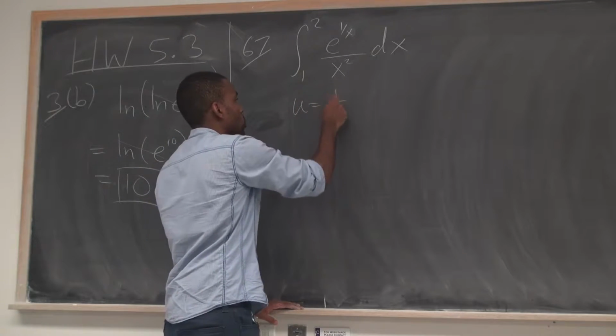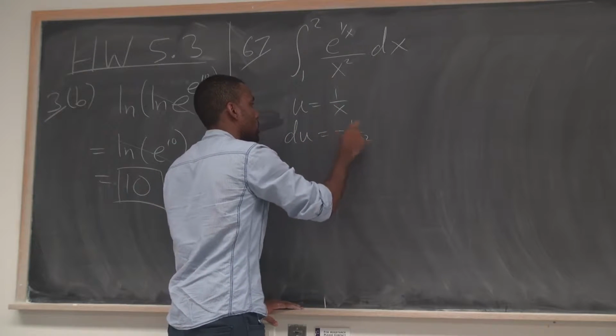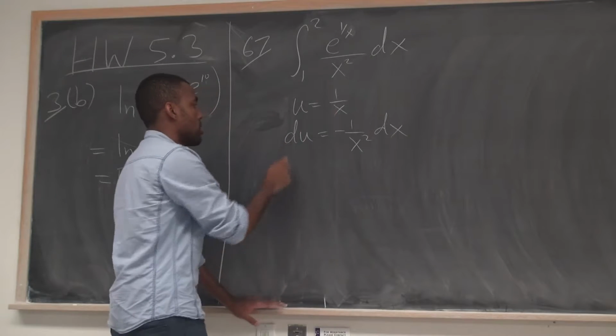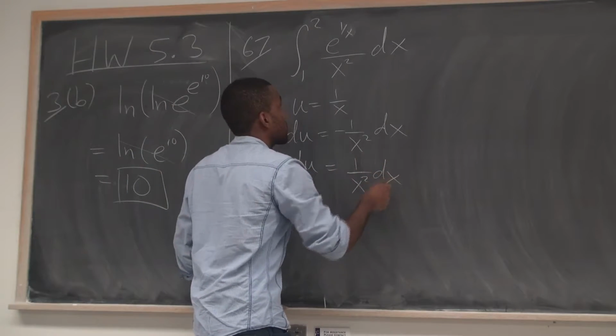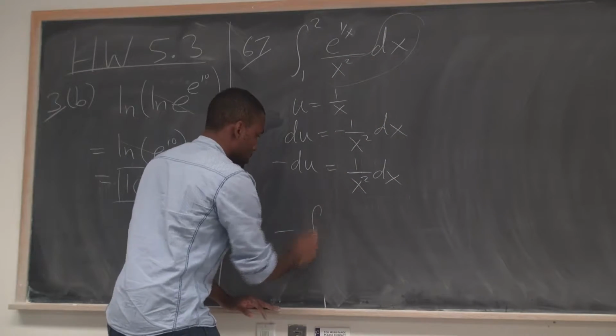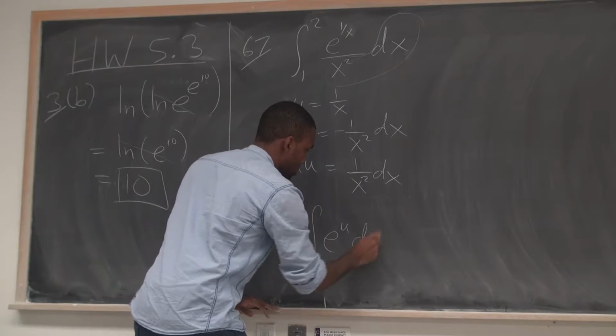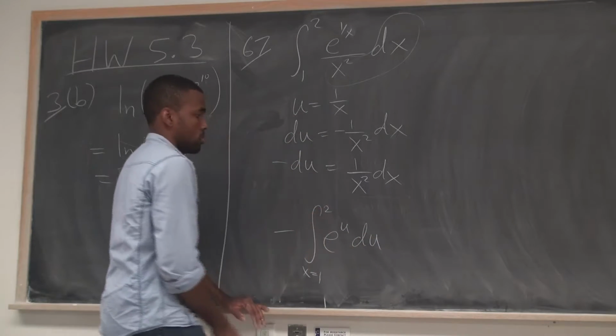Yeah, you can say u equals 1 over x, so your du is going to be minus 1 over x squared. So you bring the minus out. The minus you can factor out. Minus du is just 1 over x squared dx, which is this guy here. E to the u du. So I just have minus the integral of e to the u du. Minus e to the u. And I know x goes from 1 up to 2.